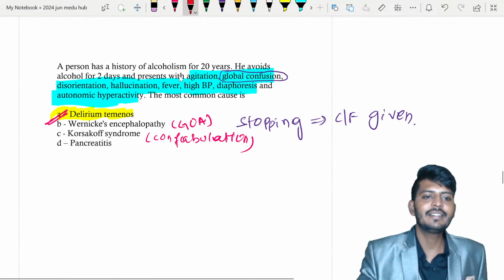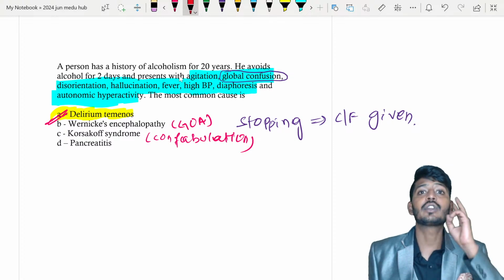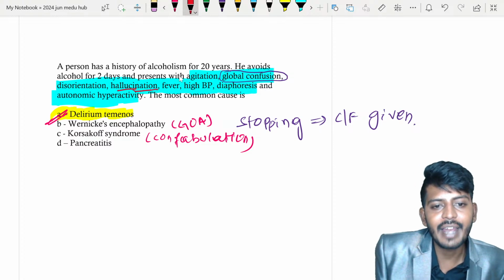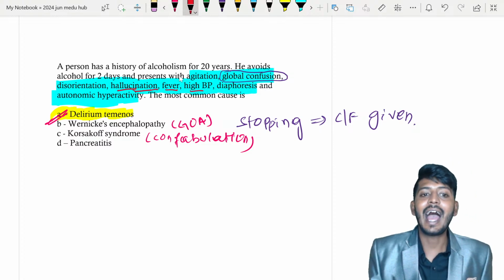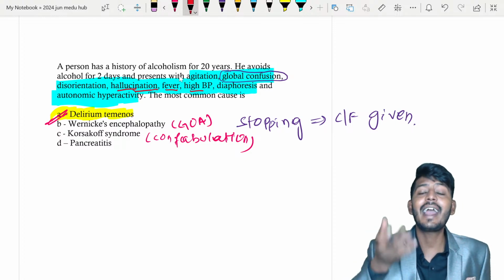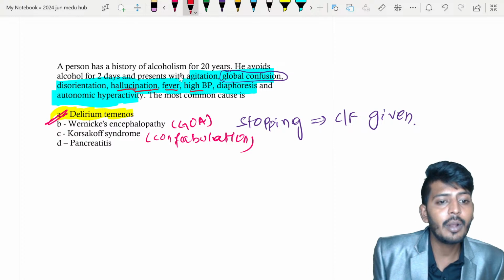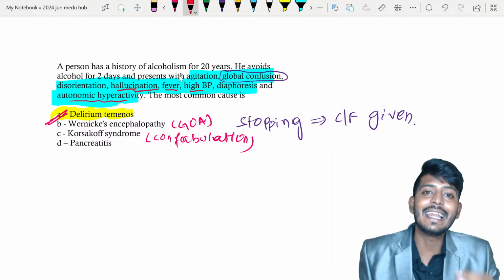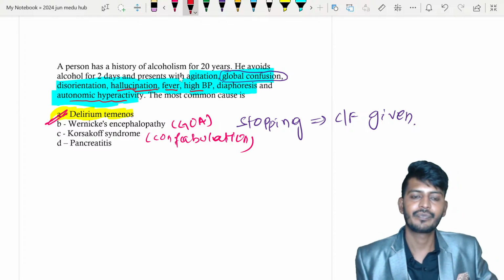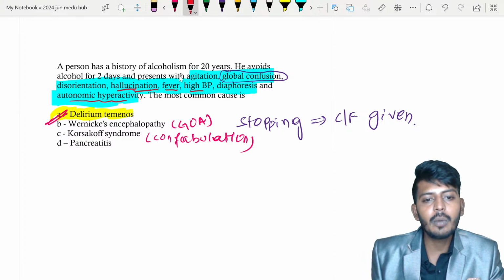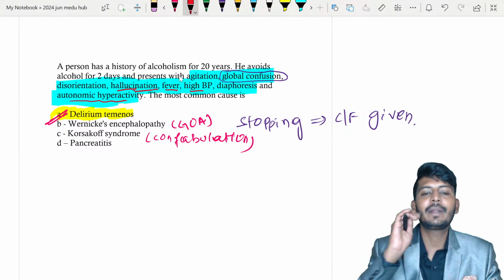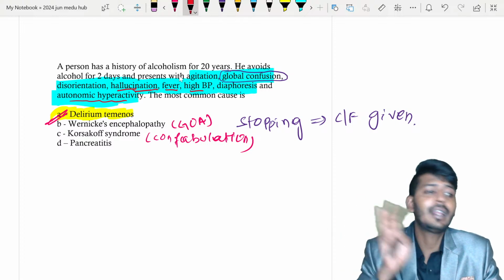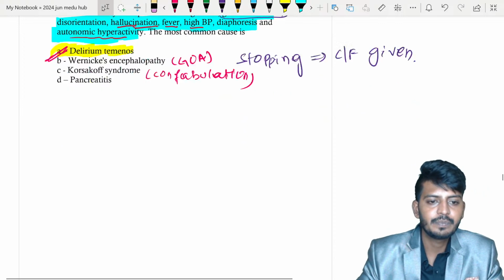And the previous question, it's very simple. He has had alcoholism for 20 years. He stopped for 2 days. After stopping alcohol, he is getting hallucinations. Pay attention: hallucination, fever, high BP, and there is no ataxia or ophthalmoplegia, but the autonomic nervous system is becoming hyperactive. This is withdrawal of alcohol, called delirium tremens. In Korsakoff syndrome, confabulation would come. In Wernicke's encephalopathy, ataxia and ophthalmoplegia would be needed. It is not a pancreatitis clinical scenario, because pancreatitis will come with abdominal symptoms. Hope this one is clear.